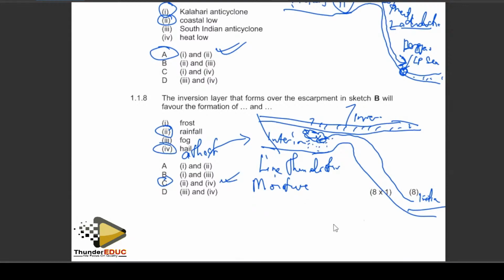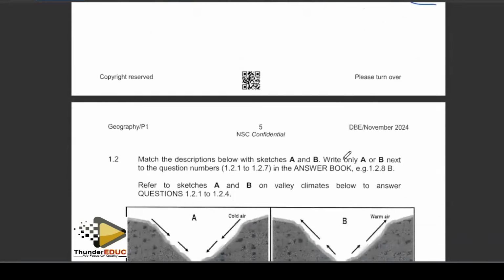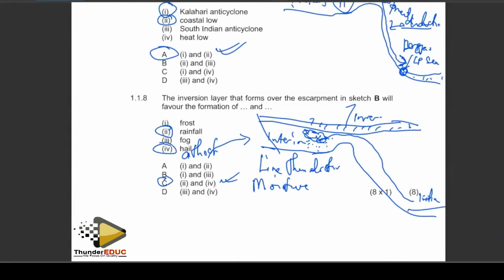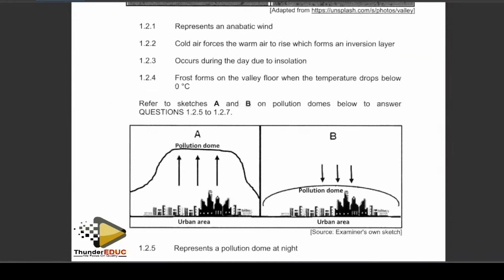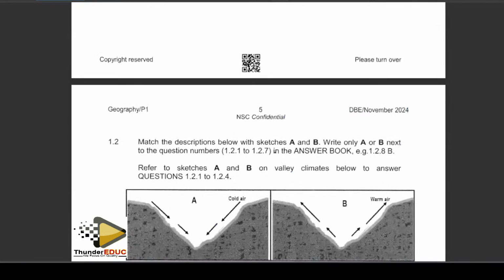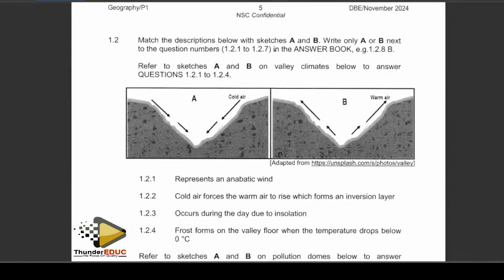We go on to the second section. Right. What we need to note there, we just have to discuss briefly on the content relating to the question and maybe just summarizing so that we give a justification as to why we are saying that's the best possible answer to that particular question. Right, match the descriptions below with the sketches A and B. Write only A or B next to the question numbers.